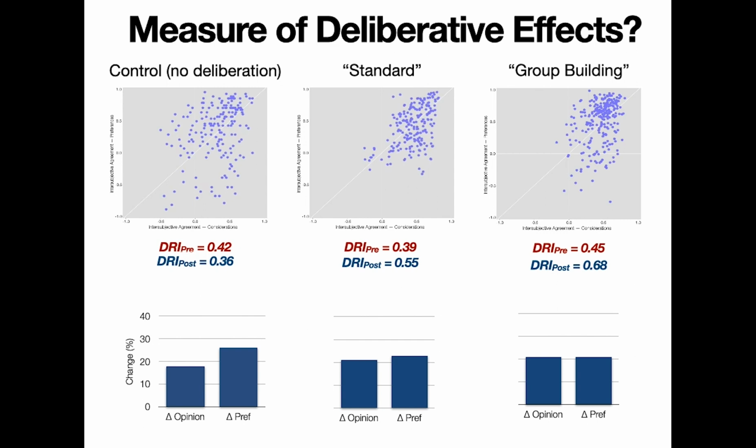DRI can be used to test the effect of deliberative design. Here we can see that the control group without deliberation experiences opinion change and preference change without improvement to DRI. DRI improves with deliberation, but not as much as for the design which includes dedicated group building to activate deliberative norms.